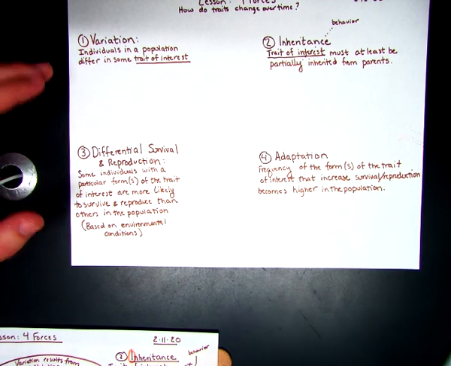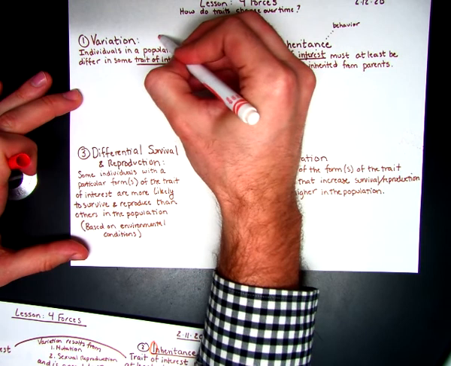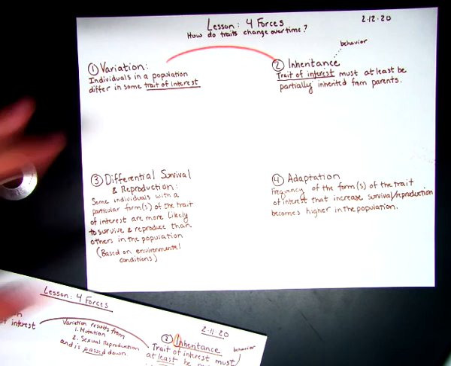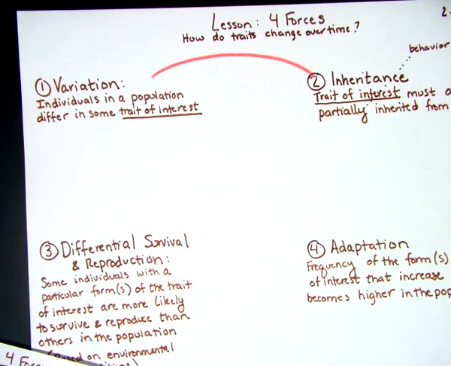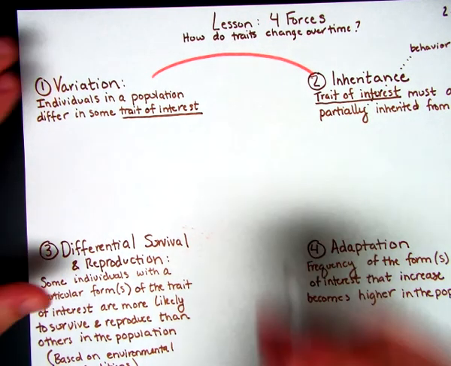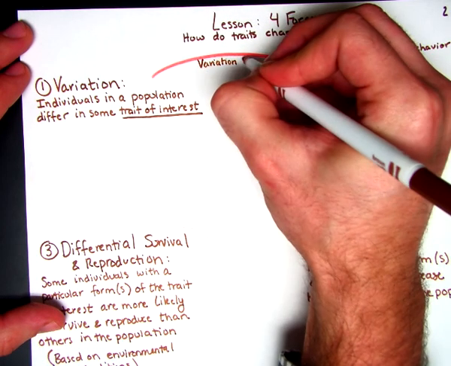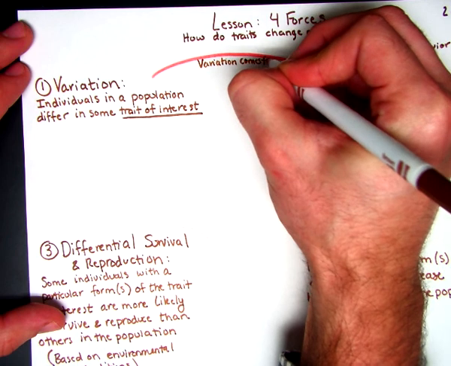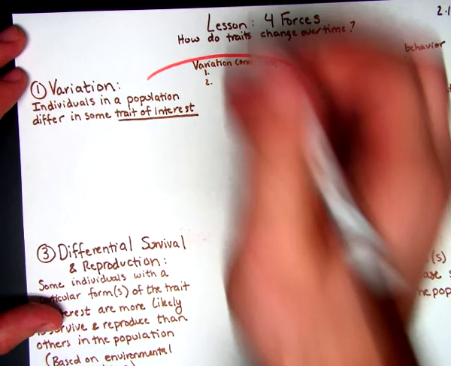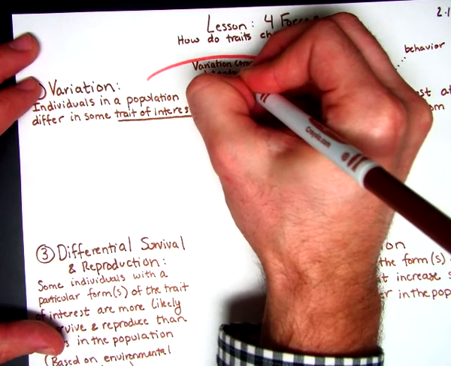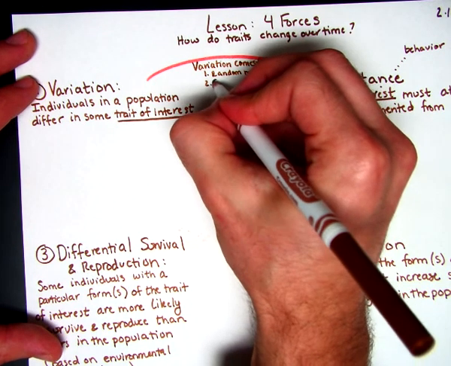So the first connection we're going to talk about, right here, between variation and inheritance. So variation and inheritance, they say that variation comes from two things. Random mutation and sexual reproduction.